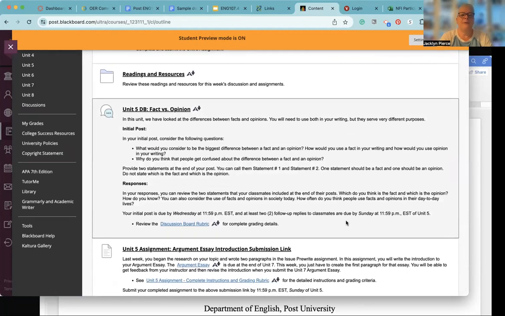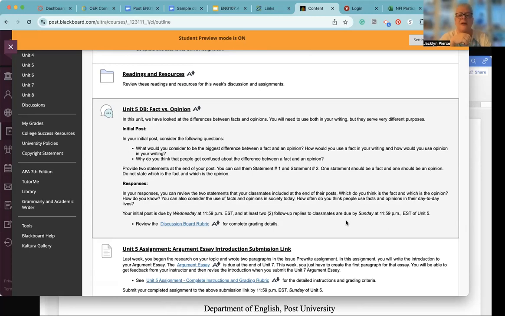So in this week's discussion board, we're looking at fact versus opinion. And this is honestly a very tricky topic, so let's go over it. In your initial post, consider the following questions. What would you consider to be the biggest difference between a fact and an opinion? How would you use a fact in your writing, and how would you use opinion in your writing? It is very important to note that almost no piece of writing is 100% factual. Writing is done by human beings, so there's always going to be opinion involved. But I want you to think about this.